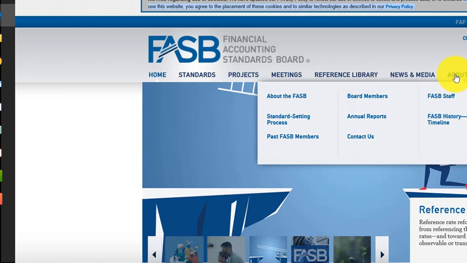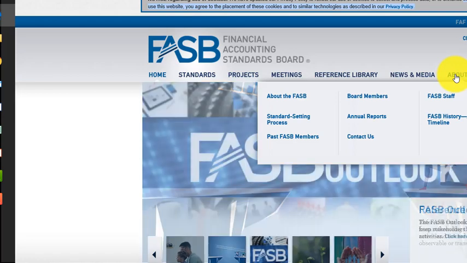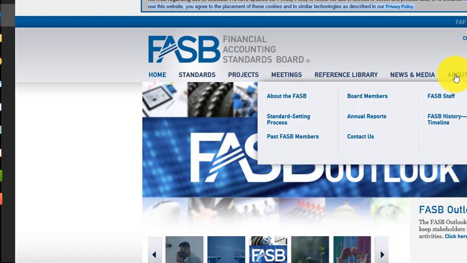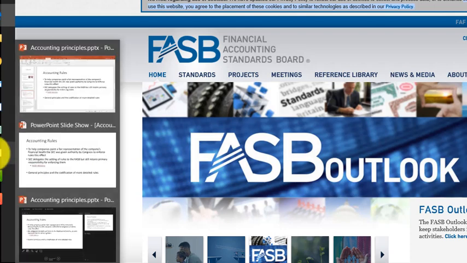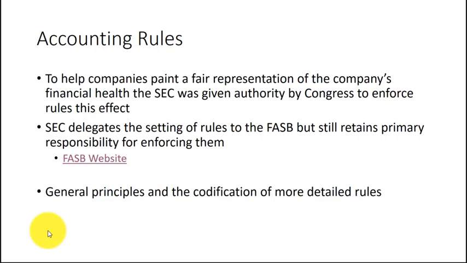But their job is to set the rules, and change them when things change in the world, so that these become the generally accepted accounting principles, meaning basically accountants need to follow them. Now there's only 7 members of the FASB, and they're not enforcing them. The SEC still is the one that's going to come after you if you don't follow the rules. FASB is just a rule-setting body.